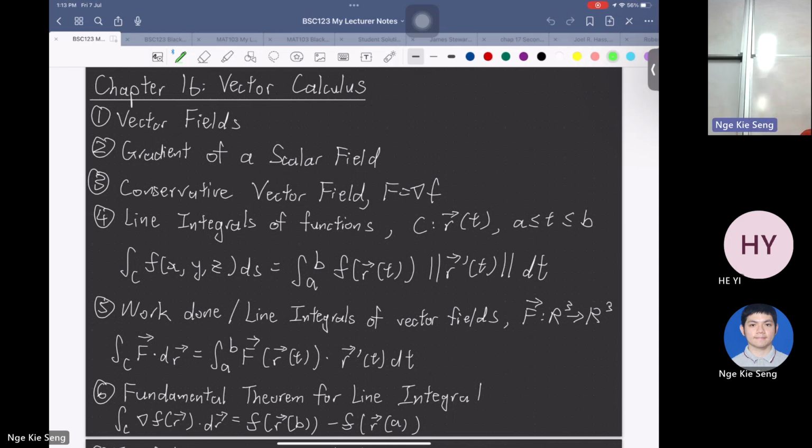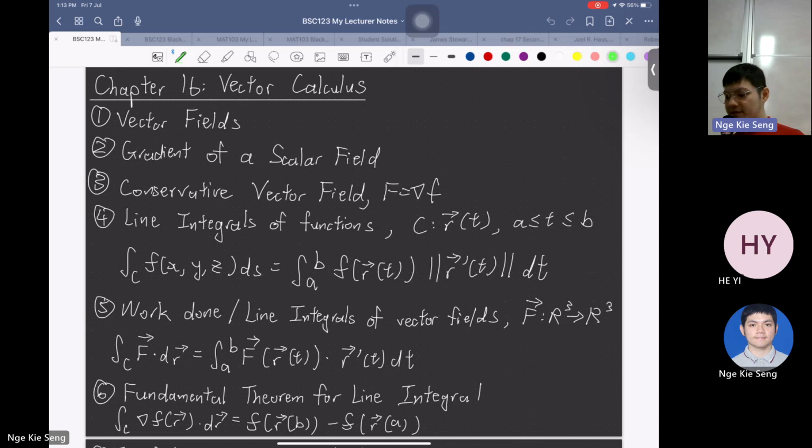Yes, that's right. If you want to skip the exercise, you can straight away do the vector calculus. But if you forget how to parameterize, then you go back to chapter 13. Yeah, that's the point. Because we also don't go into detail in chapter 13.